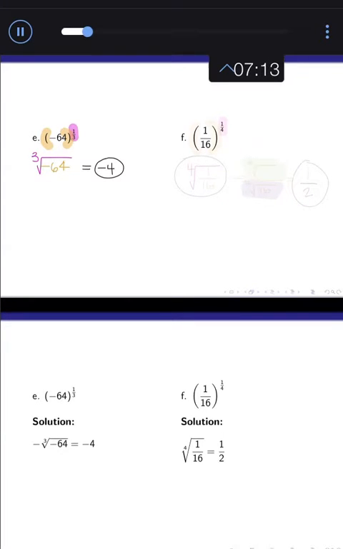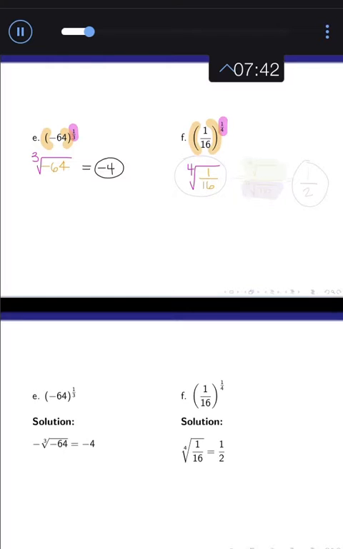On F, what do we have here? We have a 1/4 exponent, which means we have a 4th root of what's inside of our parentheses. Well, what's inside of our parentheses is a 1/16th fraction. So you're asking, what multiplied by itself 4 times is going to be 1/16?